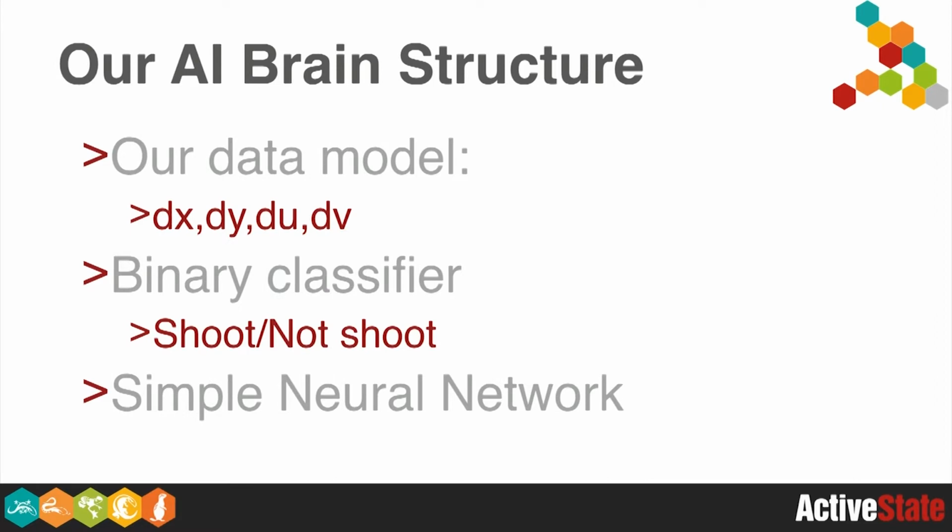So this is what our AI's brain looks like. Our data model is basically the relative position and the relative velocity of our enemies to our little hero. And it's a really simple binary classifier which decides whether it should shoot at you or not shoot at you. And so we did it as a simple neural network.